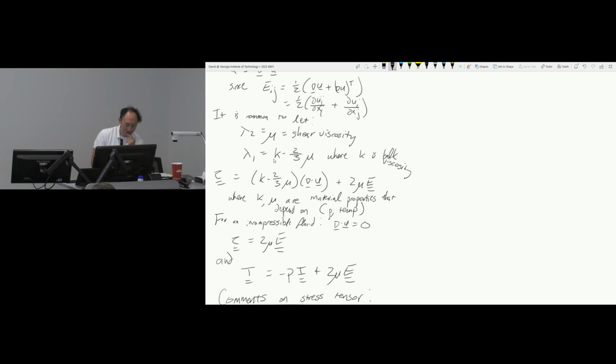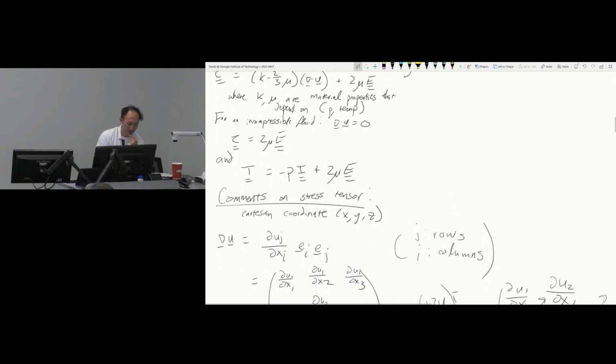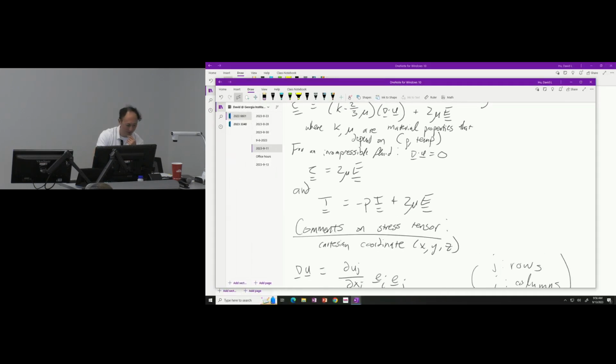Possibly, but I'll show you another example where k comes out. Bulk viscosity is a viscosity that's not shear. It's like the resistance to bulk expansion. So let's give an example and talk about that. Let's go to the other notes.